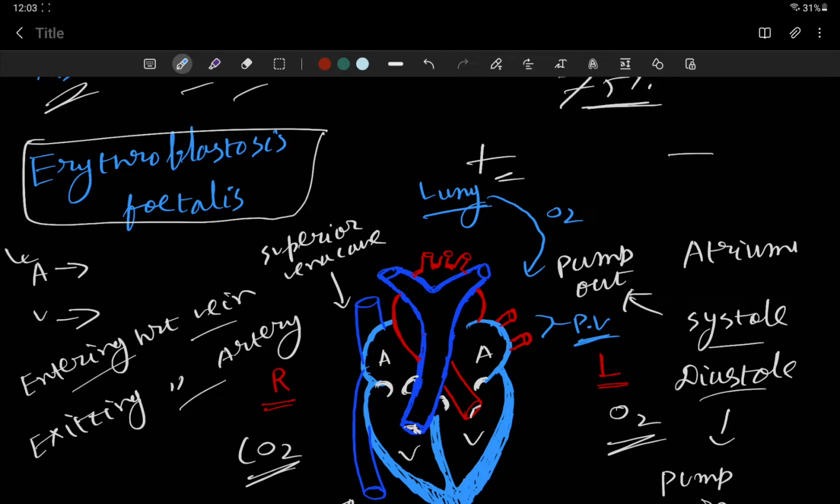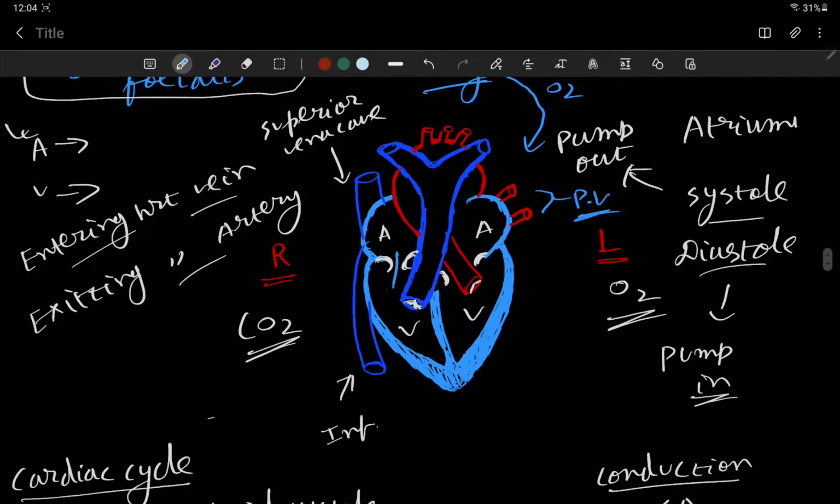When these two atriums are filled with blood, the blood will come downwards into the ventricles. The right ventricle will receive CO2 blood and the left ventricle will receive O2 blood. There are valves present in this path. They are called AV valves or auriculoventricular valves. The right one is called the tricuspid valve and the left one is called the bicuspid valve.